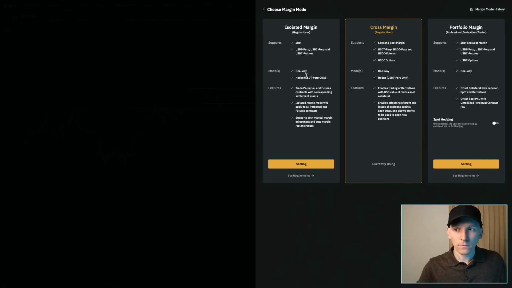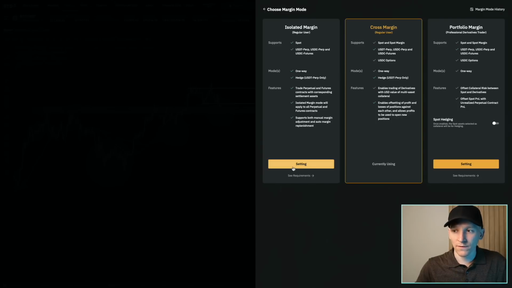With isolated margin, if you make a long trade in Bitcoin and a long trade in ETH, and Bitcoin loses, your ETH position is going to be fine because the margin is isolated. So this may be a little bit simpler to get your head around if you're a new user. Cross margin is more flexible, slightly more volatile, but gives you more options.